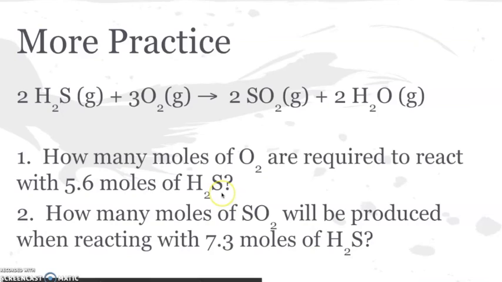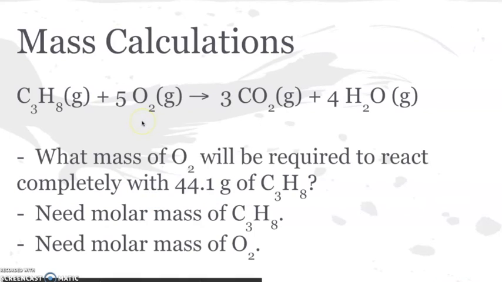I'm going to do them both at the same time, okay? Then we can also apply this to mass. So let's say we have the same balanced reaction here. What mass of O2 will be required to react completely with 44.1 grams of C3H8? First, we need to find the molar mass of C3H8 and the molar mass of O2.